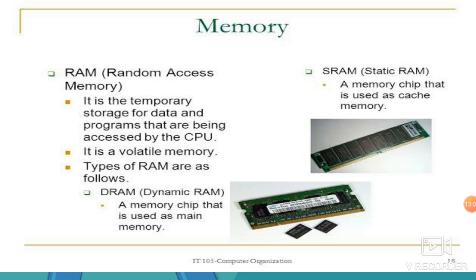Now cache memory and main memory. Main memory means a memory which is used to store the data for the time being when the processor is performing the instruction. At that time the data is stored in dynamic random access memory. And static RAM, that is SRAM, works as a cache memory. Cache memory also stores the data, but it stores the data for a bit longer time than the dynamic RAM.